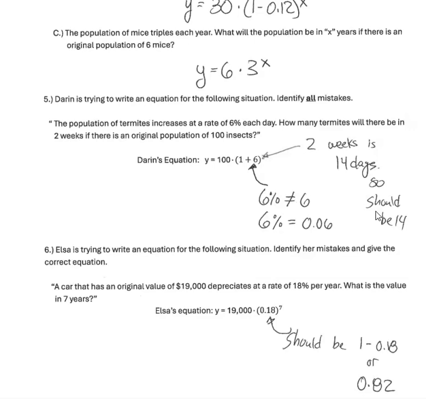Now, I did not write this down because I thought it was implied, but it is just going to be y equals 19,000 times 0.82 to the 7th. Or you could write 1 minus 0.18.